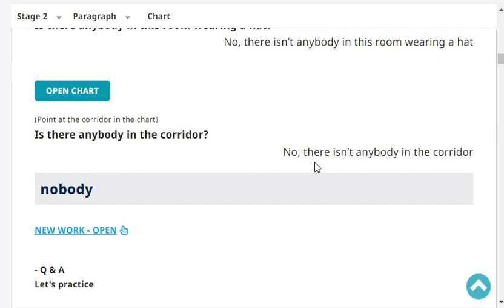Is there anybody in the corridor? No, there isn't anybody in the corridor. Very good.